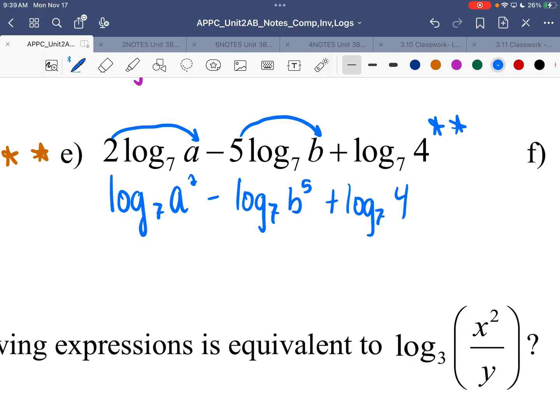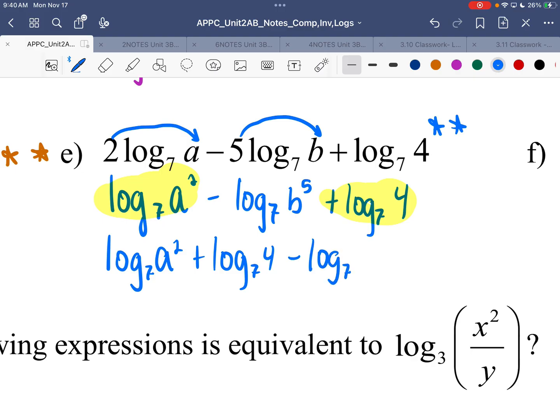We can rearrange the logs. Commutative property of addition says you can rearrange these. If it's going to confuse you, you can put this plus sign log next to the other positive log. It's just commutative property of addition. 3 plus 2 is equal to 2 plus 3. Negative log base 7 of b to the 5th plus log base 7 of 4 is equal to log base 7 of 4 minus log base 7 of b to the 5th.